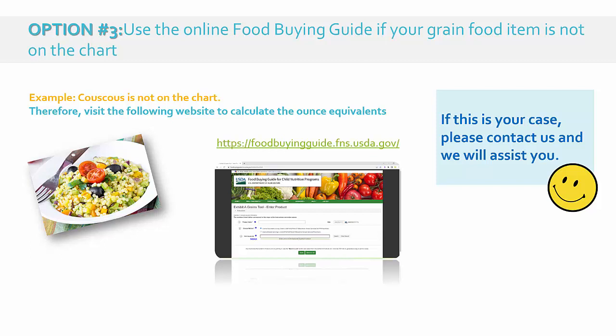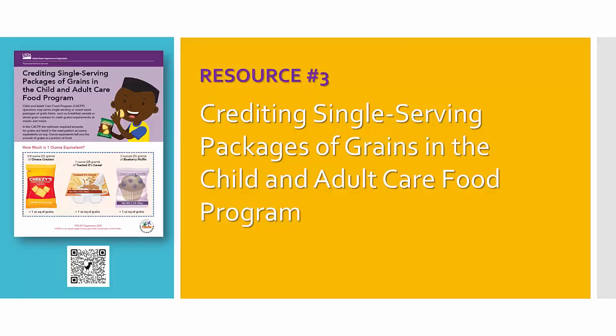And then we have option number 3, which is asking you to use the online food buying guide if your grain or food item is not on the chart. Okay, so for example, couscous is not on the chart, therefore you would need to visit the following website to access the food buying guide. But if this is your case, please contact us and we will assist you with this matter. Okay. All right, so let's go ahead and move on to resource number 3.